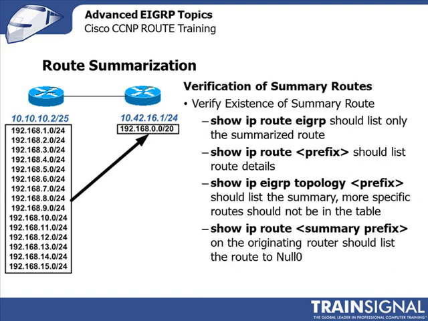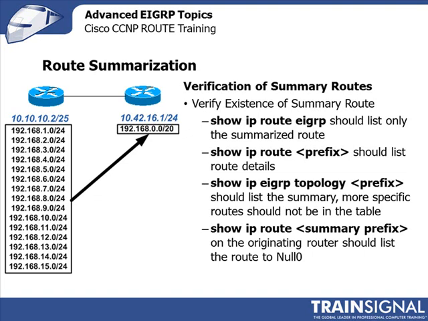To verify summary routes is again a very straightforward process. Show ip route eigrp, you should see the summarized route. Moreover, you should not see the routes that have been summarized. Show ip route and a specific prefix should actually list out the details. Show ip eigrp topology should do the same thing, only list the summary route, not the other ones.